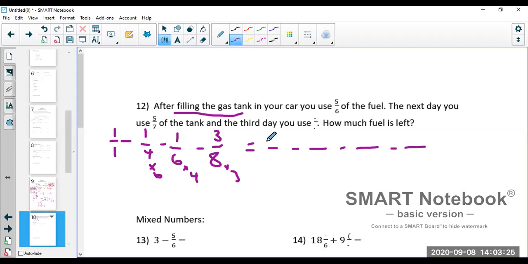So this becomes 24. This becomes 6. This becomes 4. And then this becomes 9. And it's all over 24. So once it's a big one like this, we can just write them all and then put the subtraction symbols up there, and then it's all over 24. And we just simplify the top now. 24 minus 6 is 18. Minus 4 is 14. Minus 9 is 5. So we get 5/24.